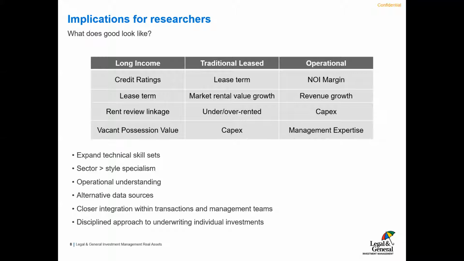And certainly as an industry and as a community, we need to be pretty open-minded in expanding some of the technical skill sets that we've got within the sector, to incorporate learnings from research done in different asset classes, but also tying in learnings around the operational side of things, which are obviously integral to successful investments in this space. I think that will be all I'm going to cover from the research side of things.